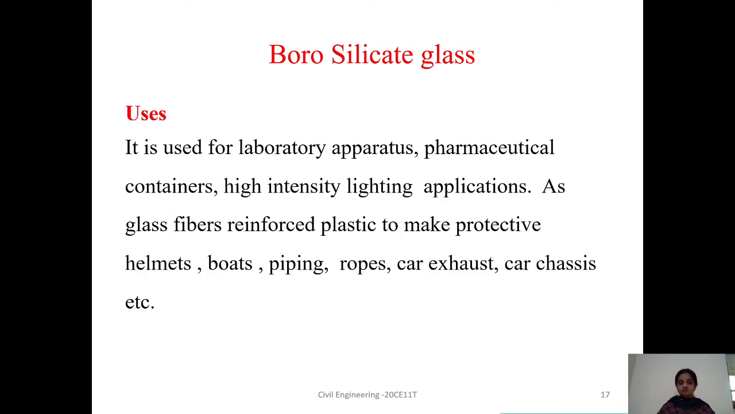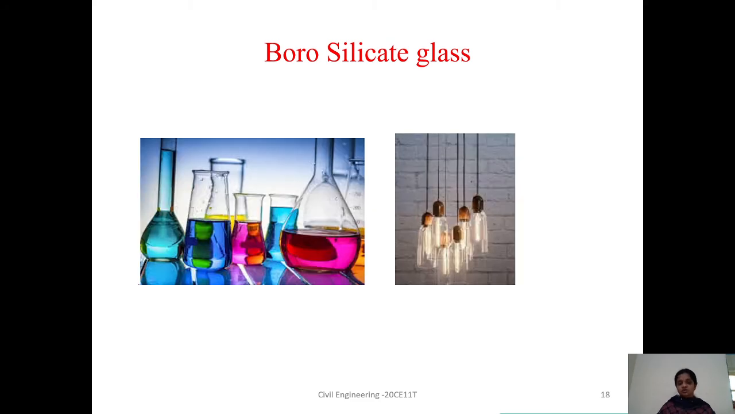So coming to uses of borosilicate glass, it is used for laboratory apparatus, pharmaceutical containers, high intensity lighting applications, and it is used as glass fibers reinforced plastic to make protective helmets. It is used in boats, pipes, piping, ropes, and car exhaust, etc. So here you can see it is used in lighting and in laboratory apparatus.